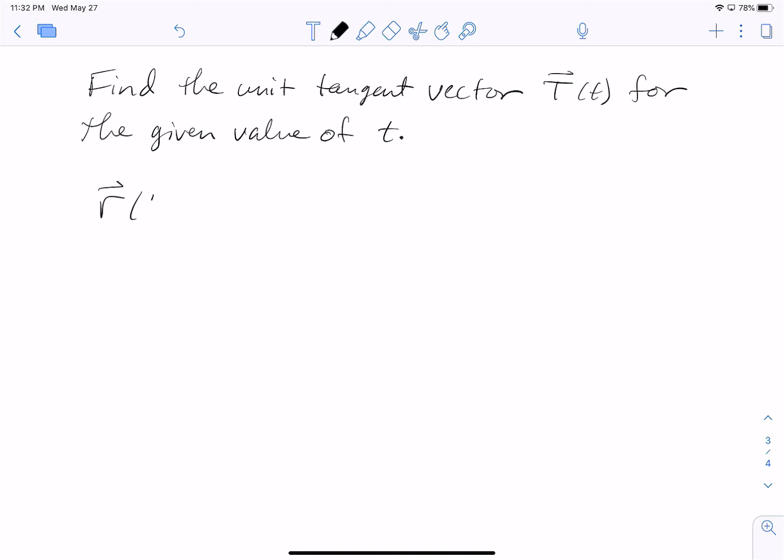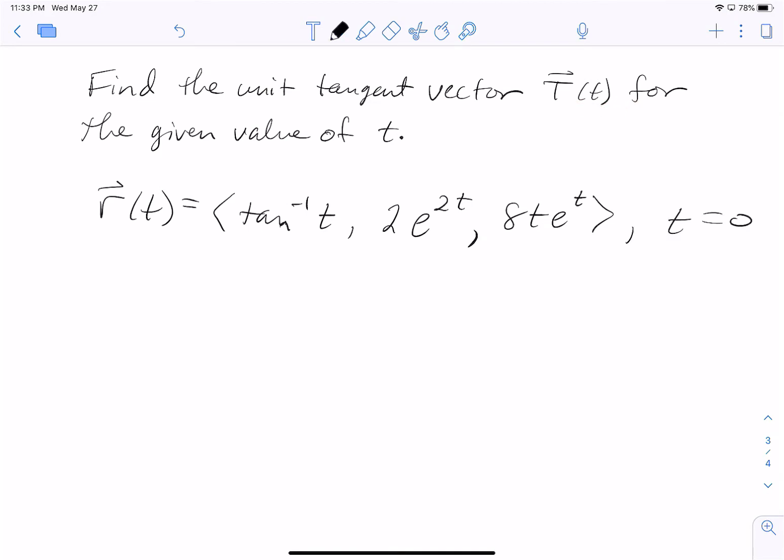Given the vector r of t is equal to the inverse tangent of t, 2e to the 2t, 8t e to the t, we're going to find the unit tangent vector T of t for the value t equals 0. Well, remember T of t, the unit tangent vector, is given by r prime of t divided by the magnitude of r prime of t, and so we need to take a derivative.